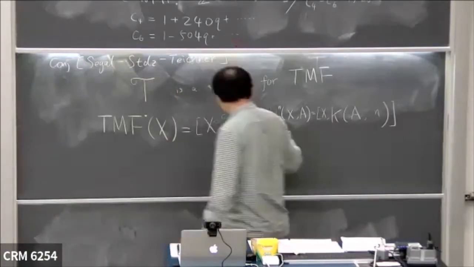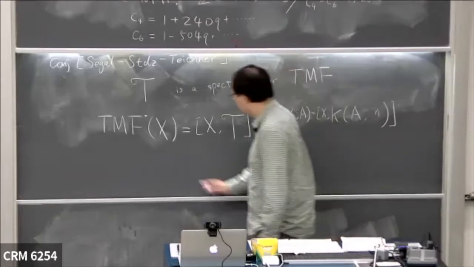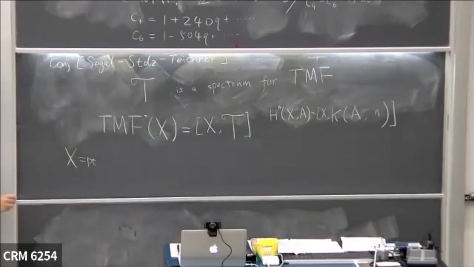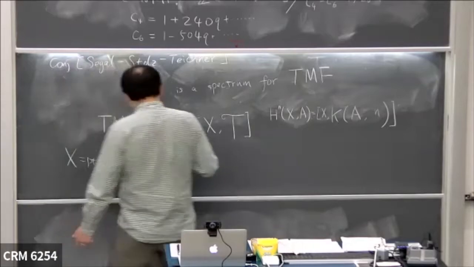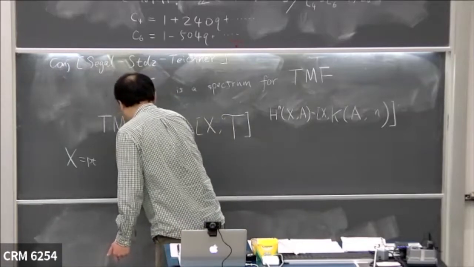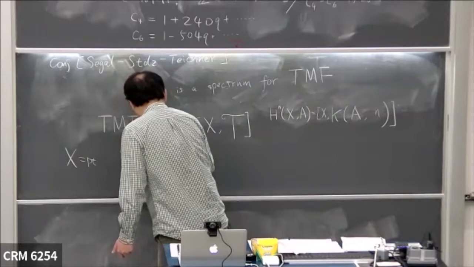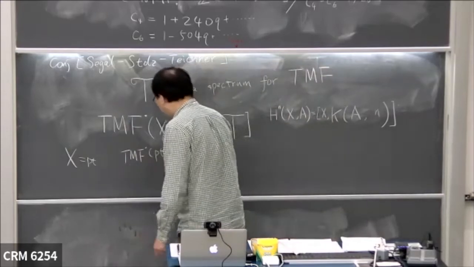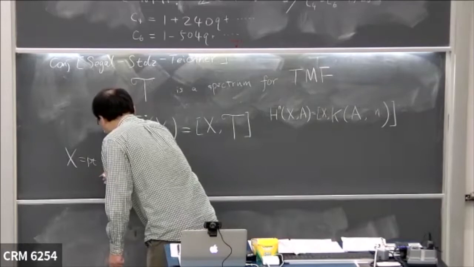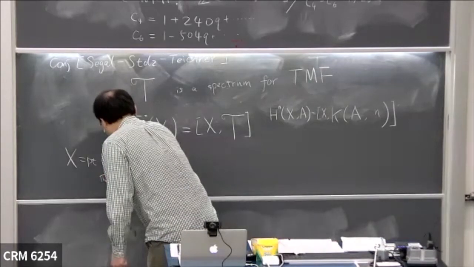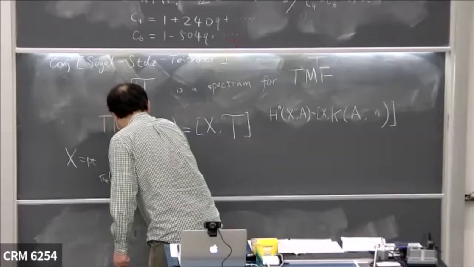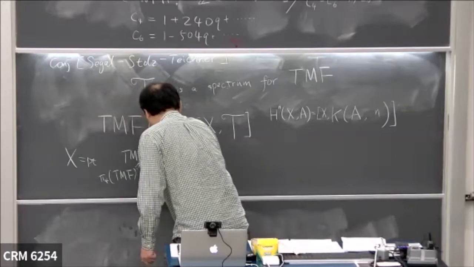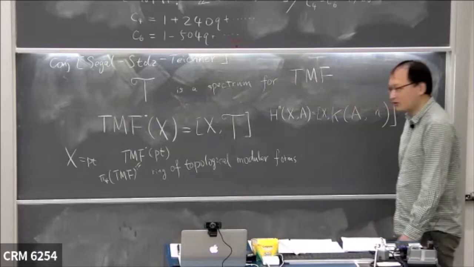Okay, so why is this extremely strong? Well, if we take X to be a point, we already have a lot of non-trivial statements. So if I take X to be a point, on this side, this is TMF associated to a point. For a general cohomology theory, this is often referred to as a ground ring, and it has a name. So I will often use pi star TMF to denote this ground ring. And we refer to this simply as the ring of topological modular forms, for a reason that will be clear later.